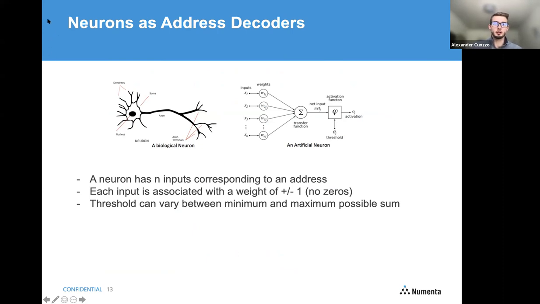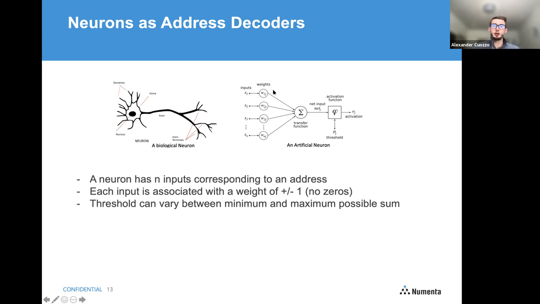There's a chapter in the book that goes over the idea of neurons as address decoders. The reason for this is that it's motivated by the original formulation of neurons as a weighted sum of their inputs with an activation function. In this case, the inputs are equally probable ones and zeros, the weights are plus and minus 1, and the activation function is just a step function. If it's over a certain threshold, you can imagine the neuron firing. If it's below, it doesn't fire. And that's the activation.